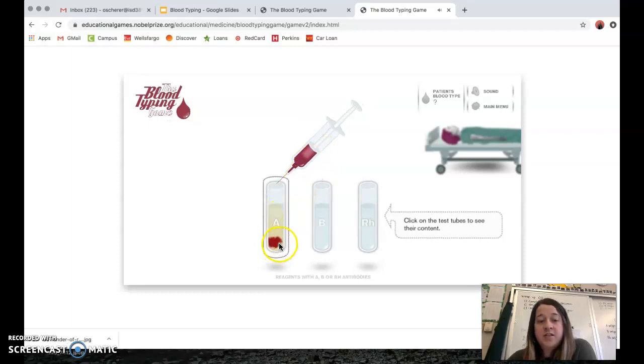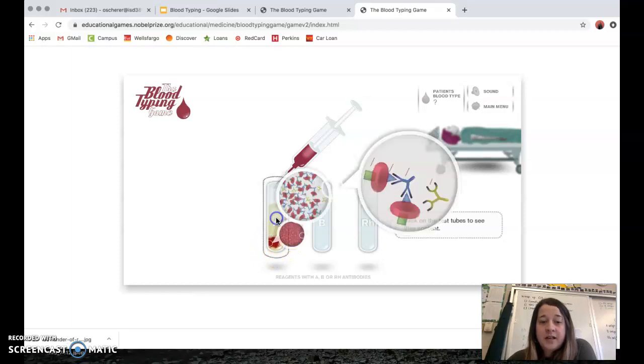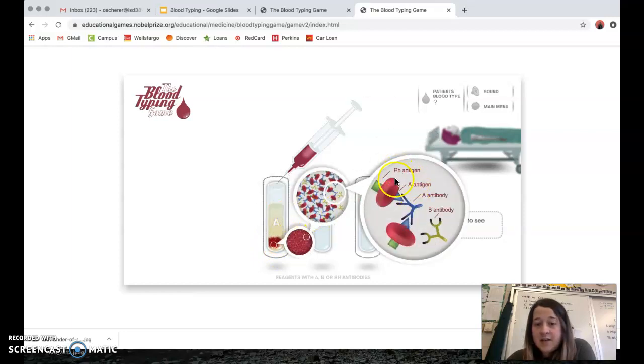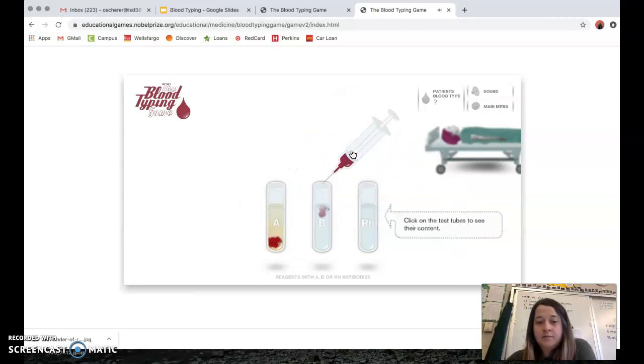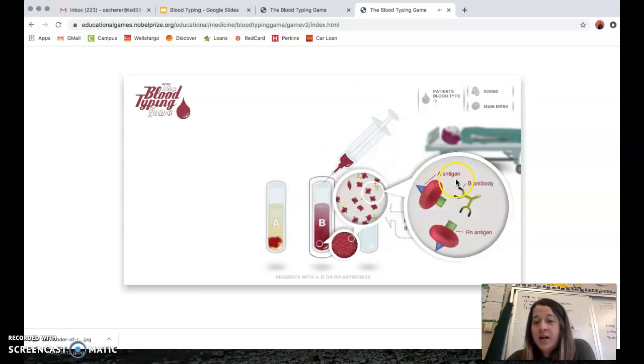Oh, so it clumped. This is what clumping looks like, where all the blood has clumped together at the bottom. So now if we click on this, you can see that this blood had an A antigen and an A antibody. So we know that this is definitely A-type blood. Now if we go to B, it mixed. So if we look here, there is not a B antigen present on the blood cell, even though we introduced it to B antibodies. So this is not B type.